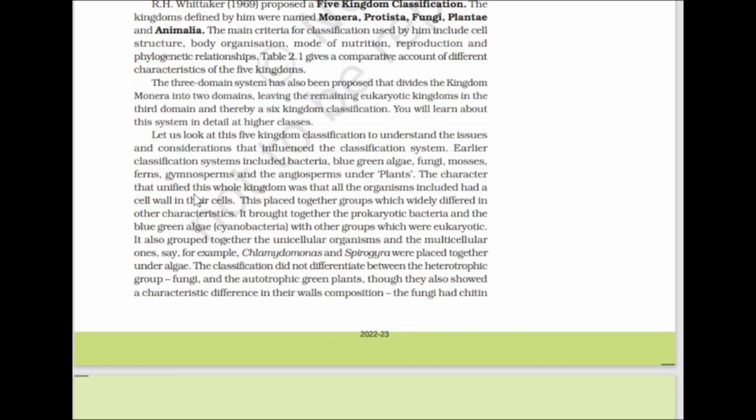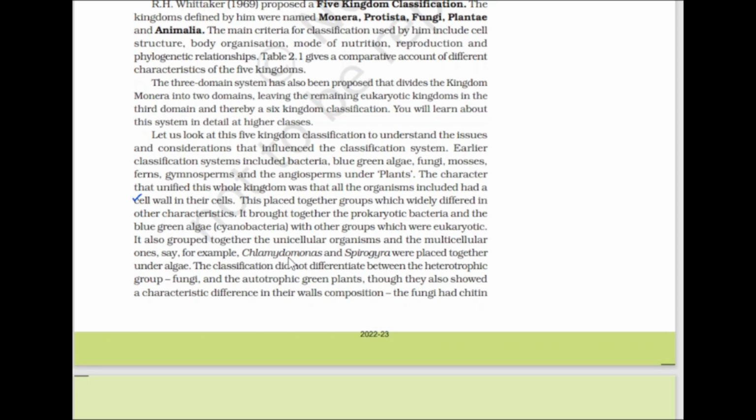The character that unified this whole kingdom was that all organisms included had a cell wall in their cells. This is important. This placed together groups which widely differed in other characteristics. They might have a cell wall which is common, but they differ widely in other characteristics. It brought together the prokaryotic bacteria and the blue-green algae, that is cyanobacteria, with other groups which were eukaryotic. It also grouped together the unicellular organisms and the multicellular organisms.